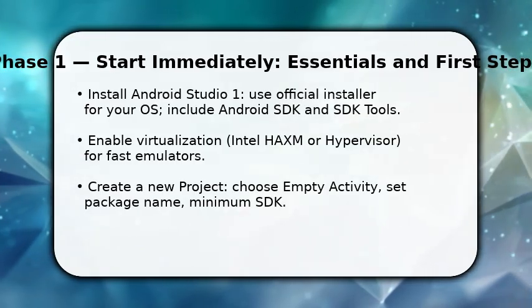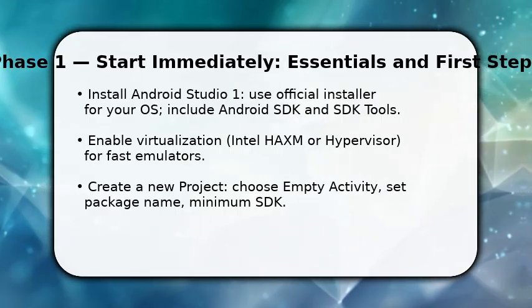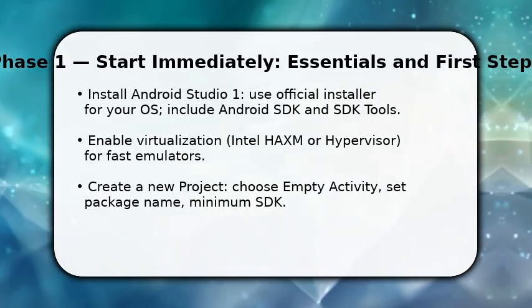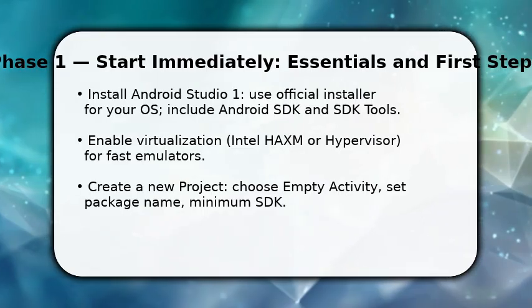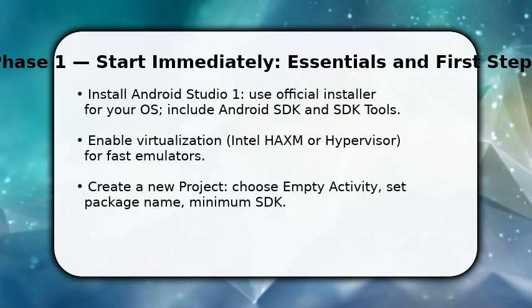Now start Android Studio and create a new project. Choose Empty Activity and set the minimum SDK to your target. Once done, let the IDE download missing SDK components. This ensures Gradle can build.